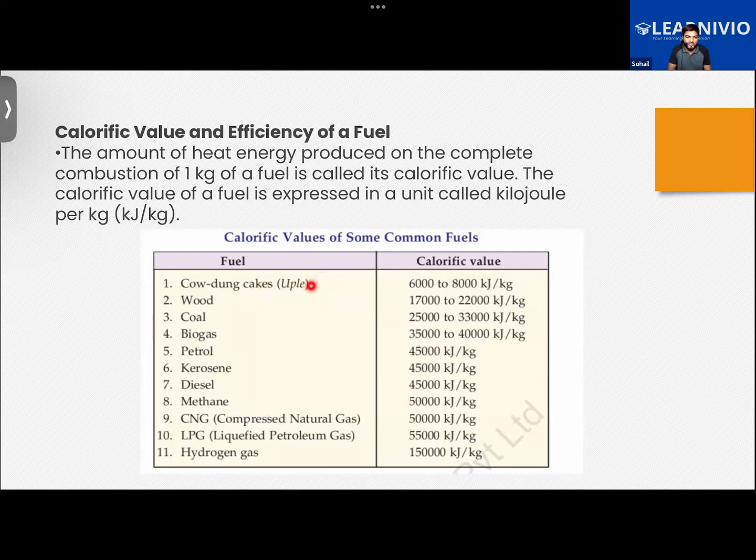So we have 1 kilogram of cow dung cakes, or say 1 kilogram of wood, and we have 1 kilogram of hydrogen gas. If you were to look at the amount of energy given out, 6,000 to 8,000 kilojoule of energy is given out upon complete combustion of 1 kilogram of cow dung, while in the case of hydrogen gas, 150,000 kilojoule of energy is given out. So there's a huge difference between the amount of energy given out. So the better and efficient fuel is hydrogen gas, right?